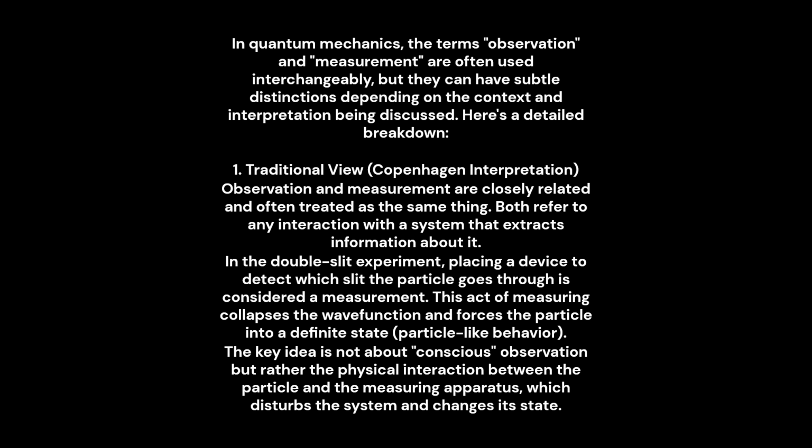Both refer to any interaction with a system that extracts information about it. In the double-slit experiment, placing a device to detect which slit the particle goes through is considered a measurement. This act of measuring collapses the wave function and forces the particle into a definite state, particle-like behavior. The key idea is not about conscious observation but rather the physical interaction between the particle and the measuring apparatus, which disturbs the system and changes its state.